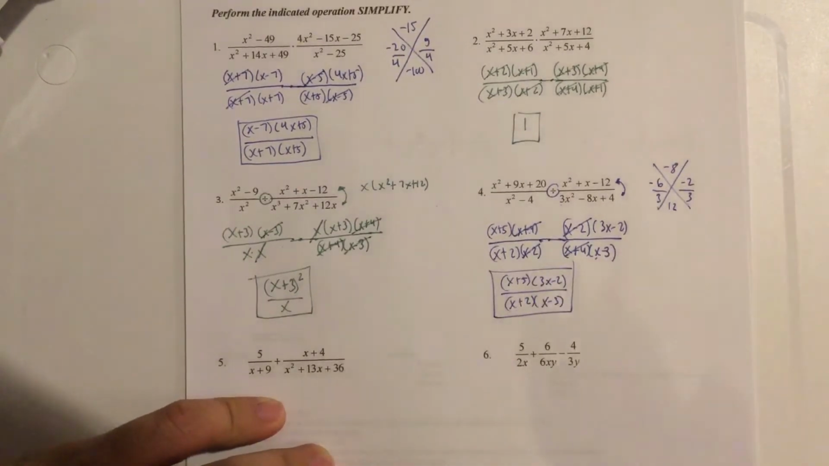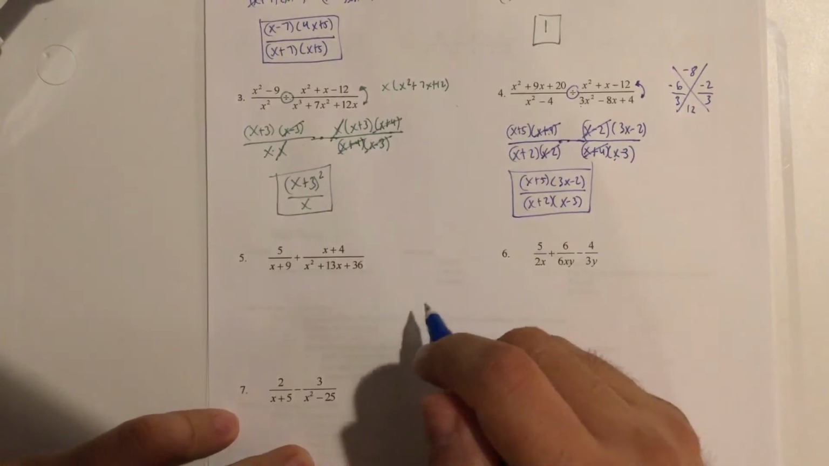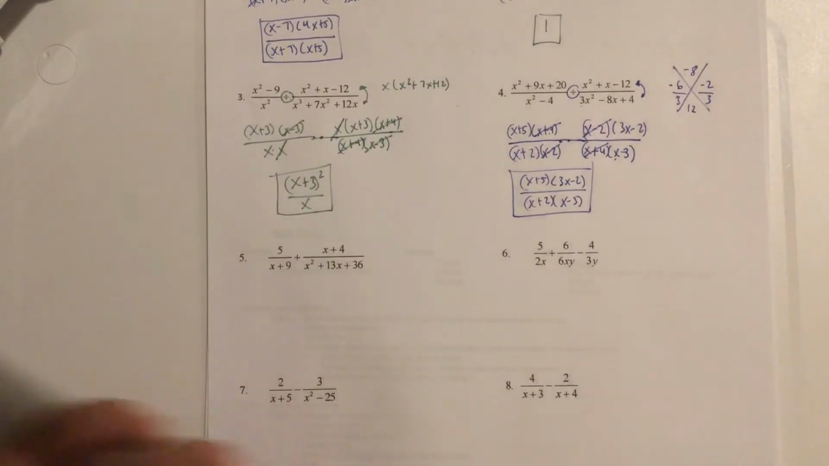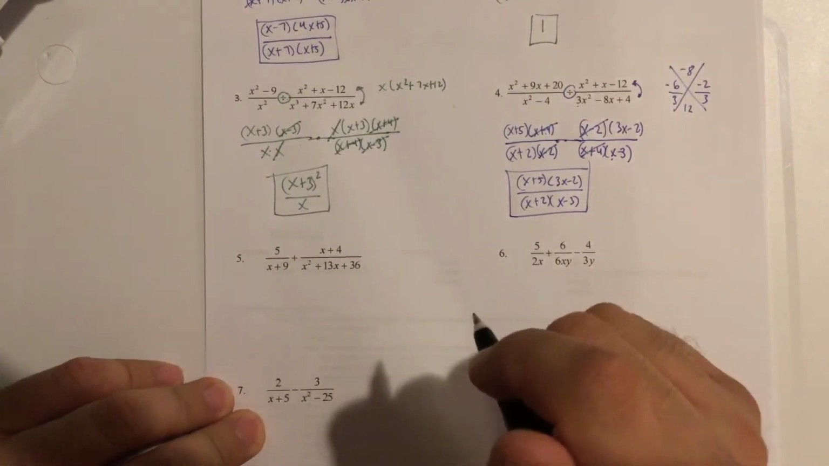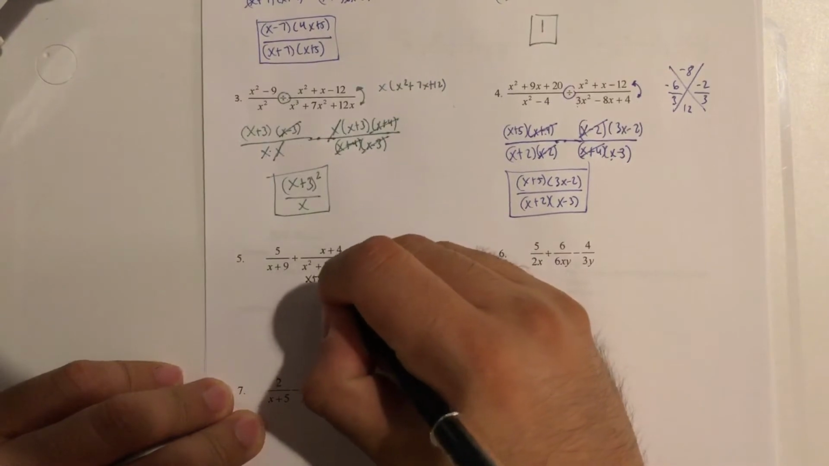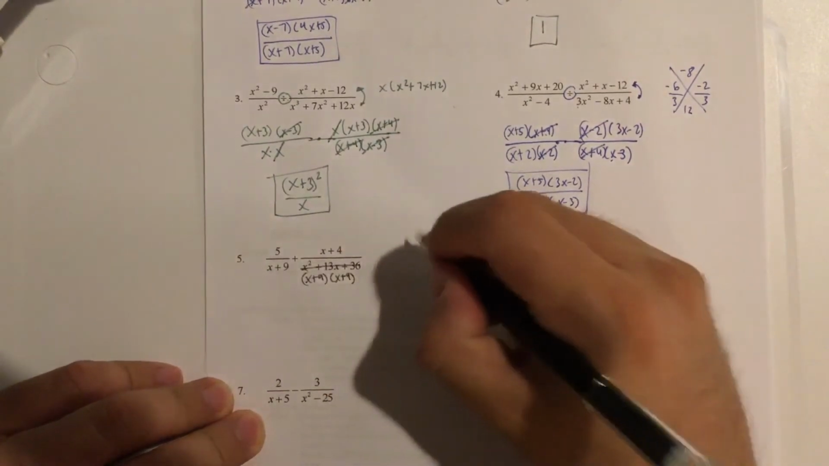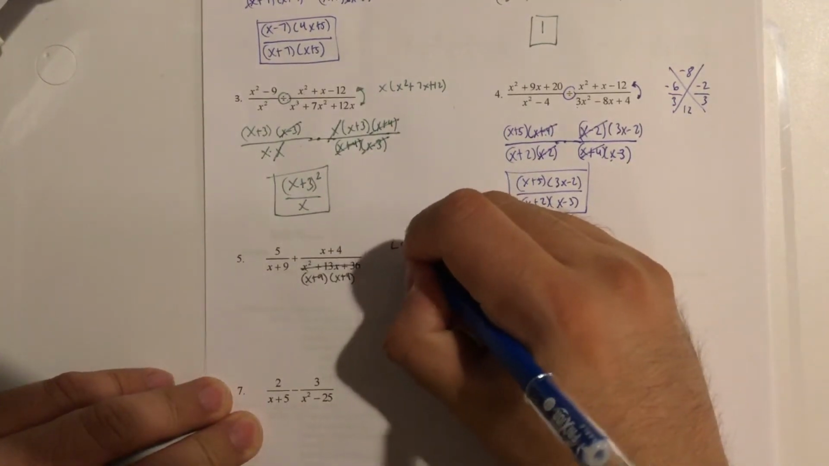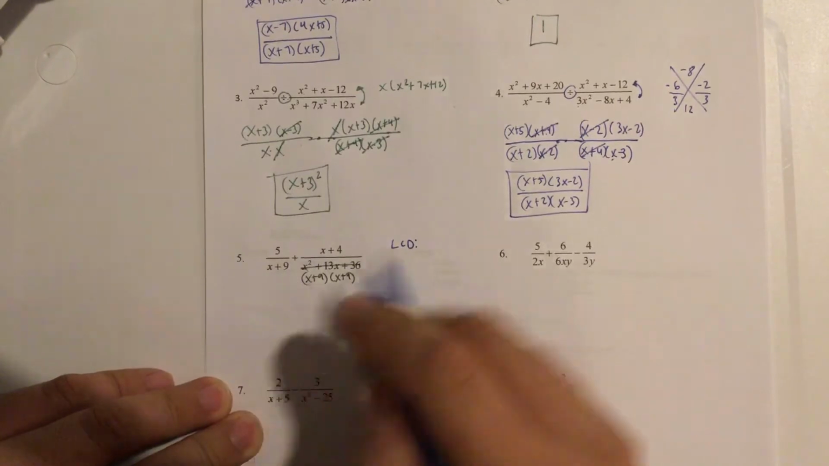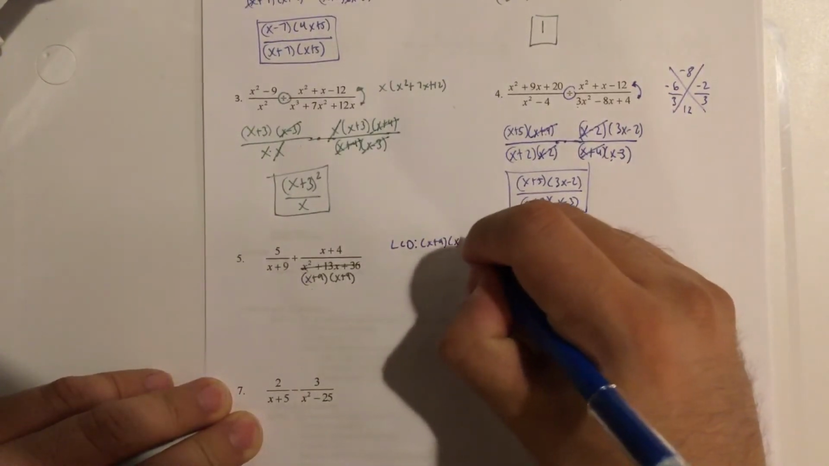All right, for number 5, it says to add. So first thing we're going to do is find the LCD here. So let's go ahead and factor this out. This becomes x plus 9 times x plus 4. So in terms of our LCD, what they have in common is x plus 9. What's not in common is this x plus 4.